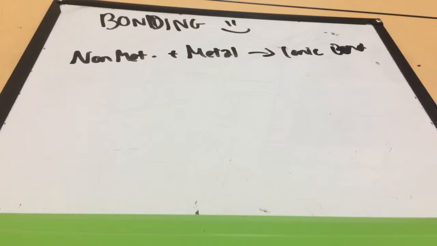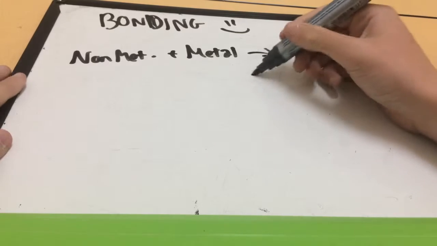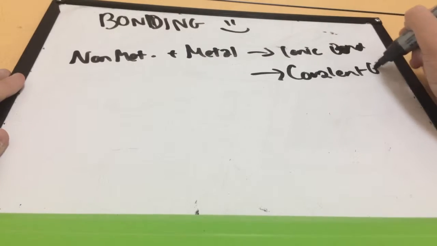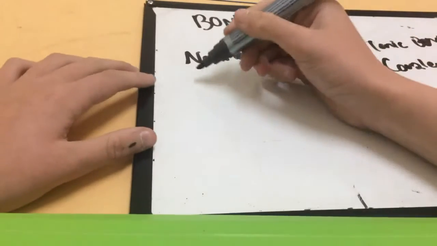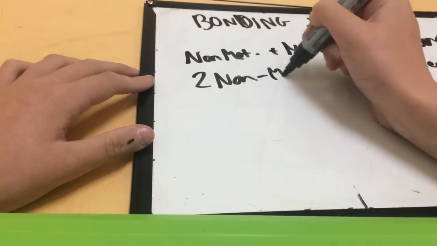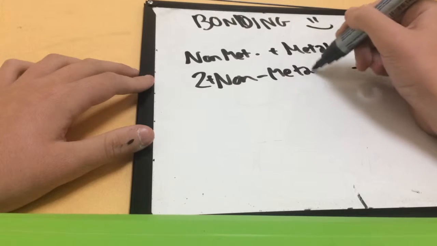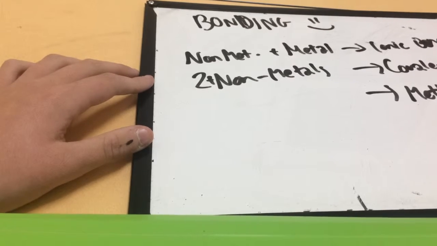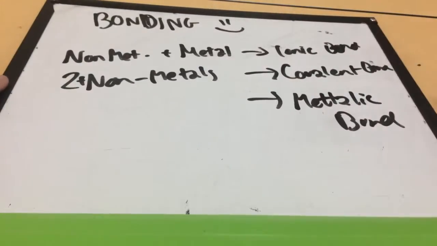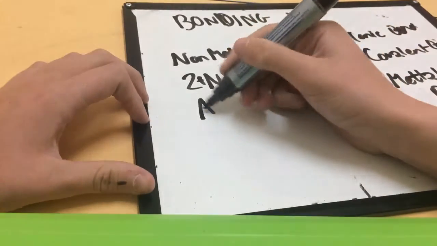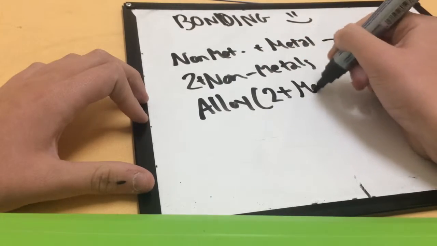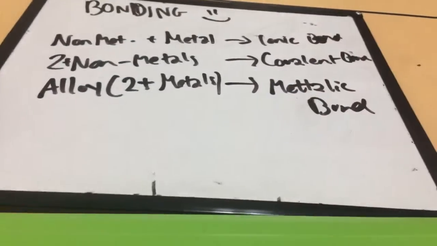Bonding is, remember when we put two or more elements to make a compound? This is basically what we're calling bonding. So I'm just going to finish very quickly writing these down. Bear with me. This is basically what we're looking at.